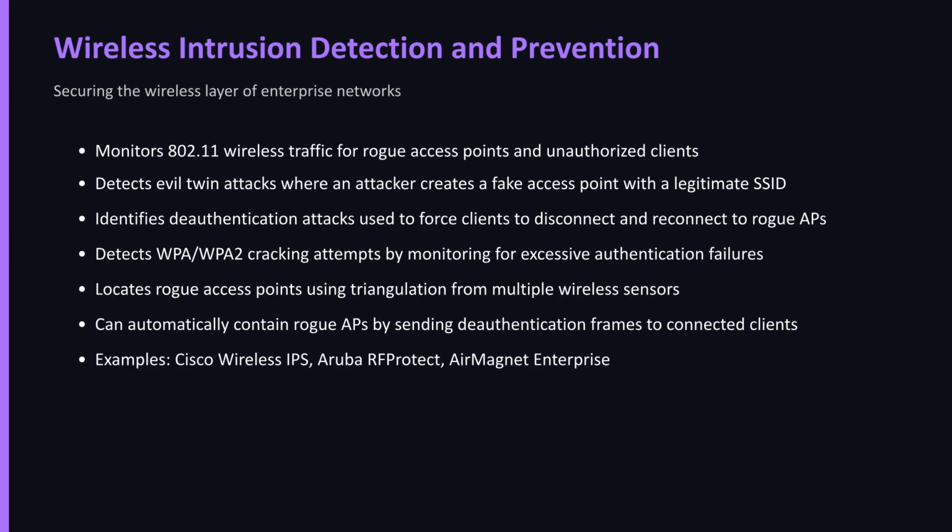Wireless intrusion detection and prevention systems are designed to secure the wireless layer. They monitor 802.11 traffic for rogue access points, detect evil twin attacks, and can even automatically contain threats by sending deauthentication frames to unauthorized clients.